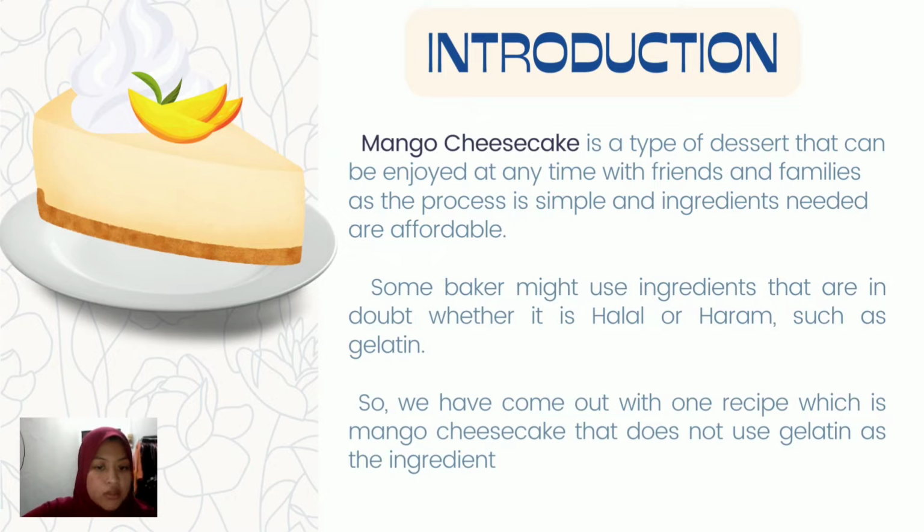A combination of crunchy biscuits, slightly sweet whipped cream, sour cheese and topped with fresh mangoes makes it a popular dessert regardless of any age and gender. However, some bakers might use ingredients that are in doubt whether they are halal or haram. Take for example the usage of gelatin, which is used to make the cake batter set during the chilling process. Nonetheless, bear in mind that not all gelatin is haram, as there are two types of gelatin.